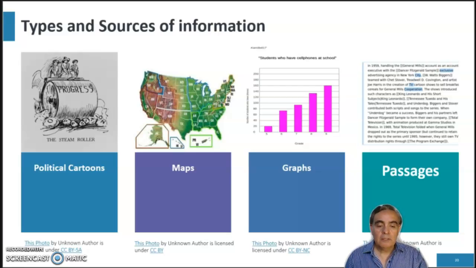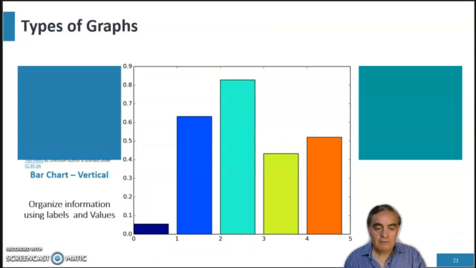Before we go on, let's review the common types of graphs that you may see on the test. First, you have bar charts, which can organize information using labels like months, days, names, regions, etc., and values. Each bar represents one label, and the height of the bar represents the value of that label. The higher the bar, the higher the value. The value can be read on the vertical axis.